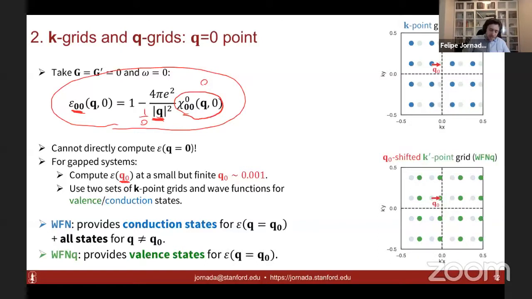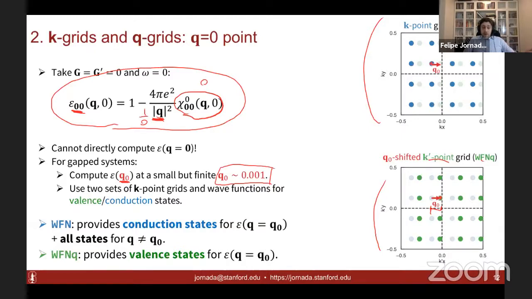For instance, this plot over here shows which are the grids associated with conduction states. Those are the blue dots. And the grid here in green shows which are associated with valence states. And you can see that the difference between points associated with valence states and points associated with conduction states is this wave vector Q. And this wave vector Q, again, may be arbitrarily small.